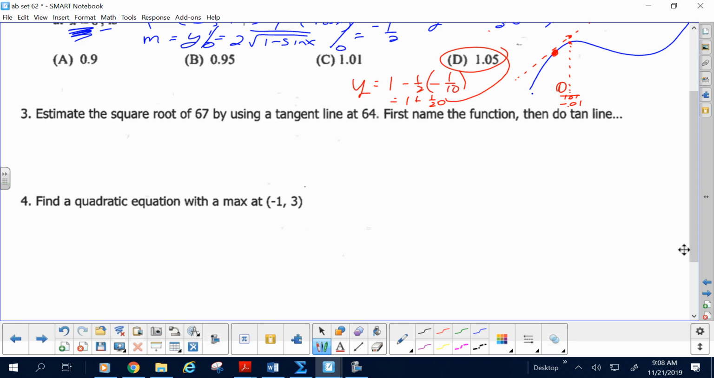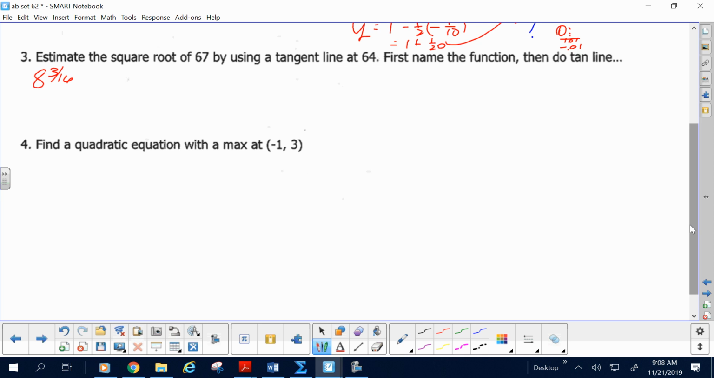Okay? For 3, did you get something like, surely it should be close to 8. 8 and 3/16. Okay? How did that one go? Okay, we'll come back to stuff in a second. Let's get through at least the answers so you know if you did this well.